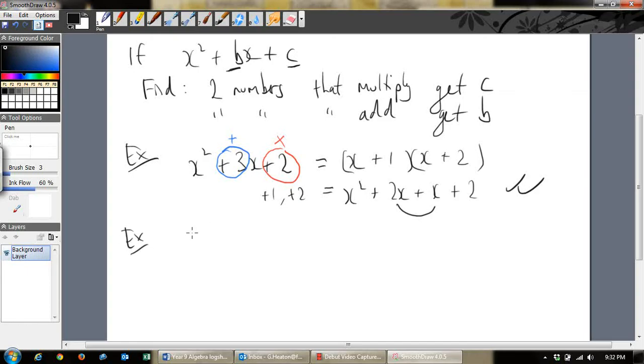So let's just have a look at another example. X squared minus 3x minus 10.